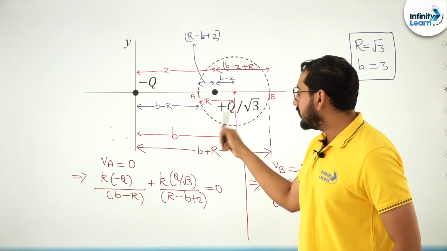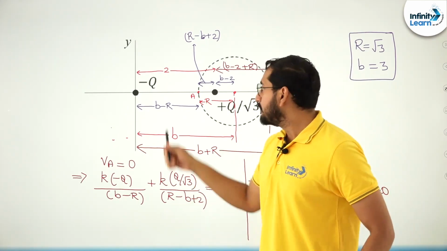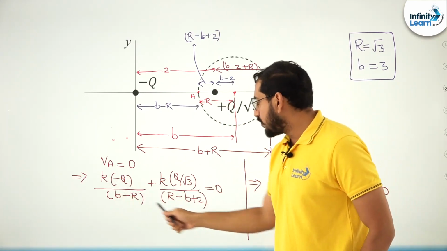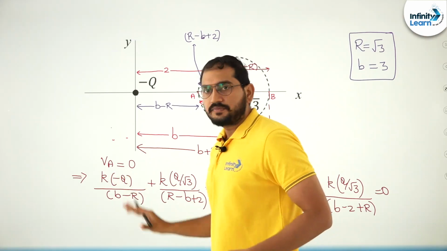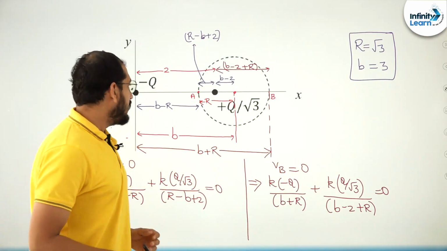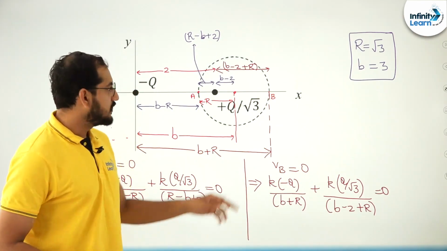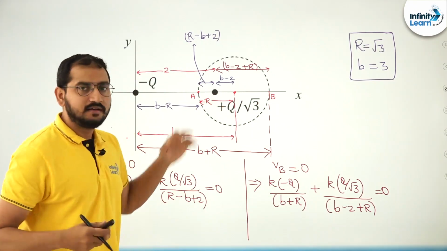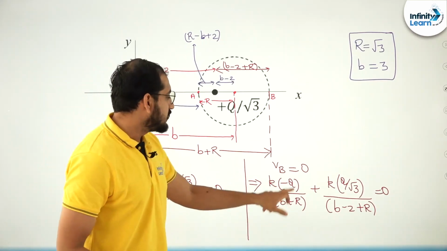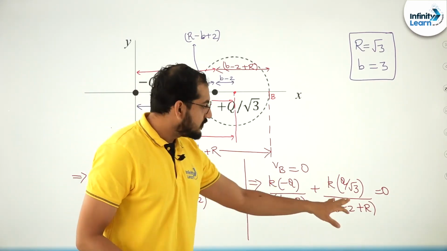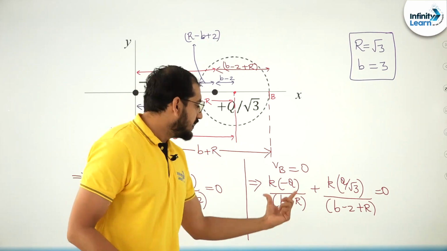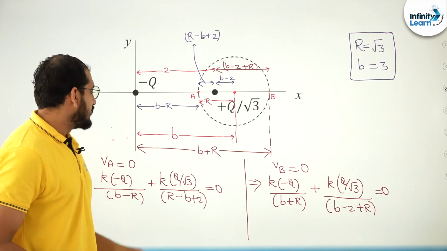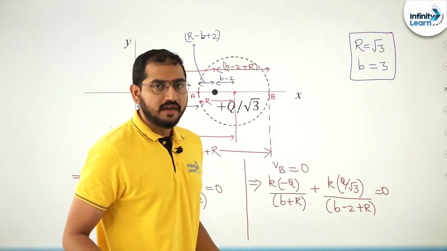Using the geometry we can calculate the distances between each charge and point A. After solving this, we will get a two variable equation. Similarly, at point B the voltage is also 0, as given in the question. At point B, both the charged particles give their contribution: this is the contribution from negative q, and this is the contribution from q by root 3. The distances I have taken based upon the geometry. So now I have two equations and two variables to solve.